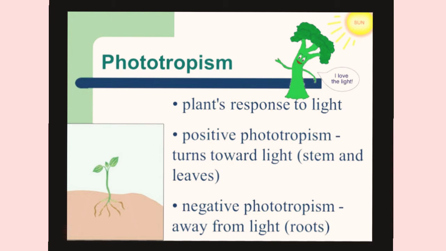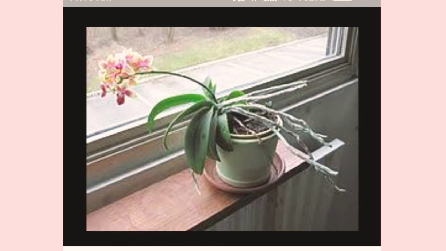The first one is phototropism. The shoot system of any plant responds to the light stimulus, that is, it grows towards the source of light. The movement shown by a plant towards the source of light is called phototropic movement. Positive phototropism means turning towards the light, that is stem and leaves. Negative phototropism means turning away from the light, that is roots. As you can see in this picture, the plant is moving towards light, which clearly shows us phototropic movement.